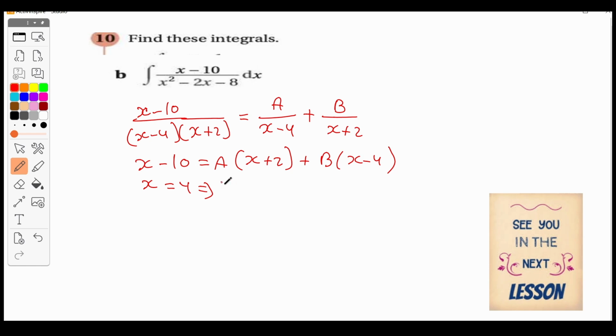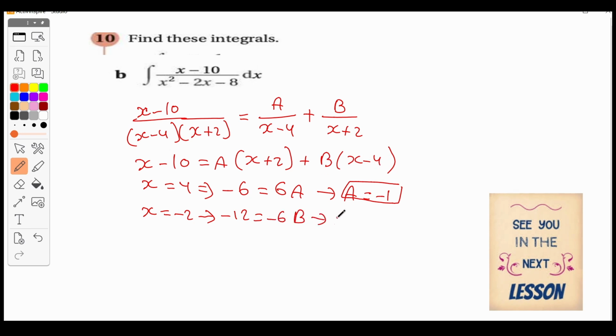we say 4 minus 10, that will be negative 6, equals 4 plus 2, 6, times a is 6a. This one will be 0. So the value of a equals negative 1. By putting x equals negative 2, negative 2 plus 2 is 0. So negative 2 minus 10 is negative 12, equals, this will be 0, negative 2 minus 4 is negative 6b. So b equals, by dividing both sides by negative 6, 2.